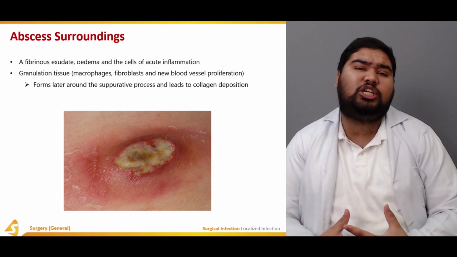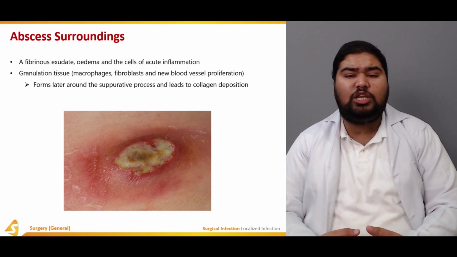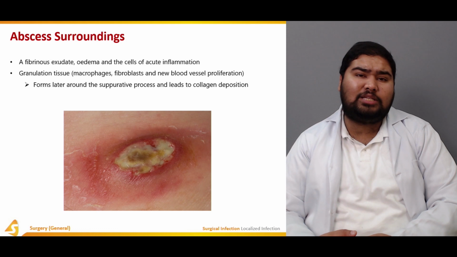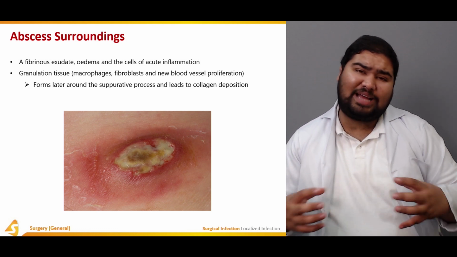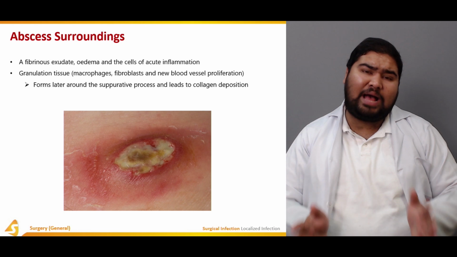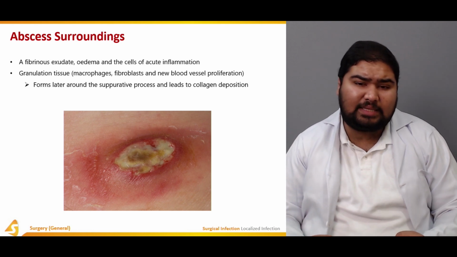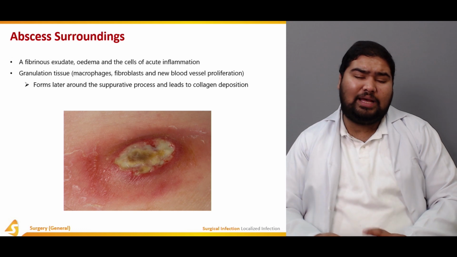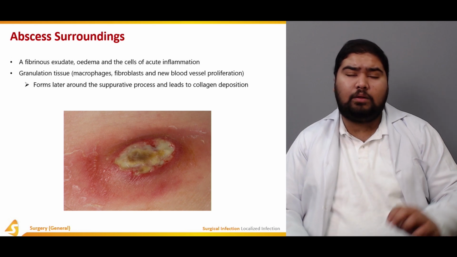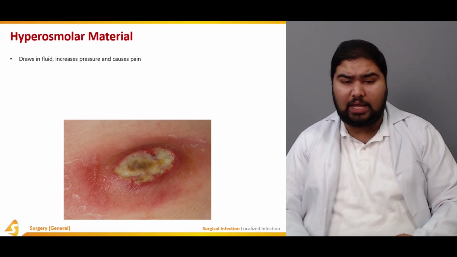Now there's granulation tissue in the area. This granulation tissue consists of macrophages, fibroblasts, and new blood vessel proliferation. This forms later around the suppurative process and leads to collagen deposition. So this granulation tissue is trying to heal this abscess. First it lays down macrophages, which tend to destroy the dead and dying white blood cells. Then the fibroblasts are there and new vessels are there. These fibroblasts, being supplied by the new vessels, lay down the collagen after the suppuration process has ended. Now there's hyperosmolar material around the area as well.